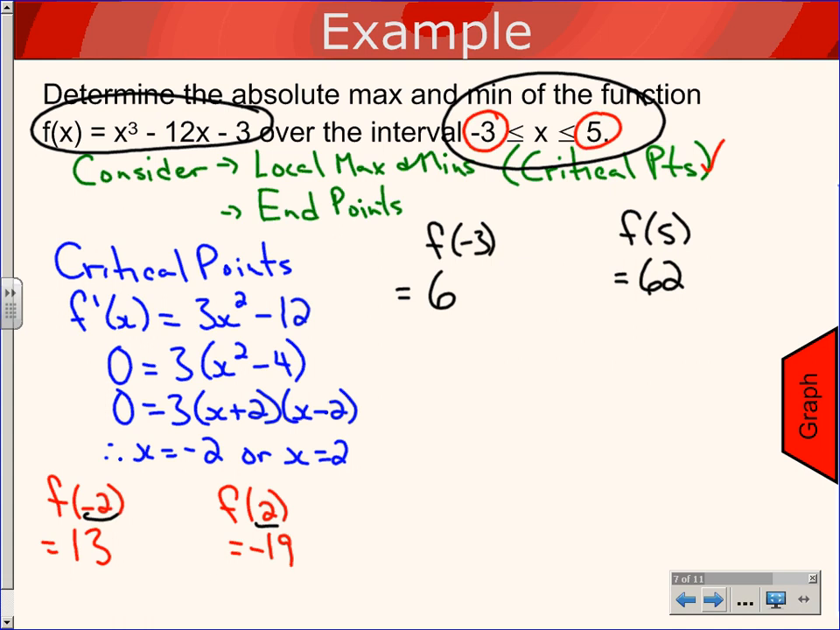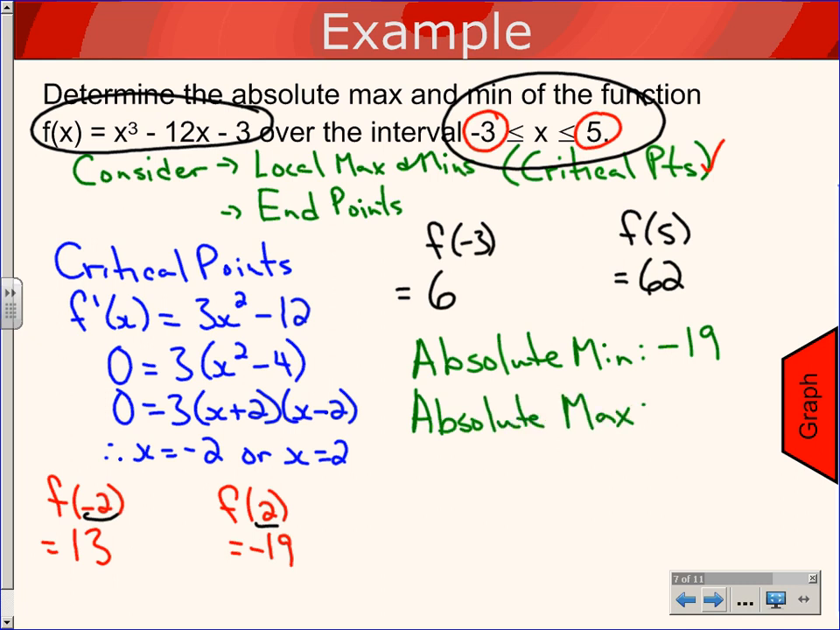So in that interval, the lowest that we ever get, the absolute min, was the minus 19. Okay, that was the lowest we ever got, and that happened at a critical point. And the absolute max didn't happen at a critical point. The critical point value was 13. That was as high as it went. But if we continued on with the function, it turns out that it went higher. It's going to get up as high as 62.